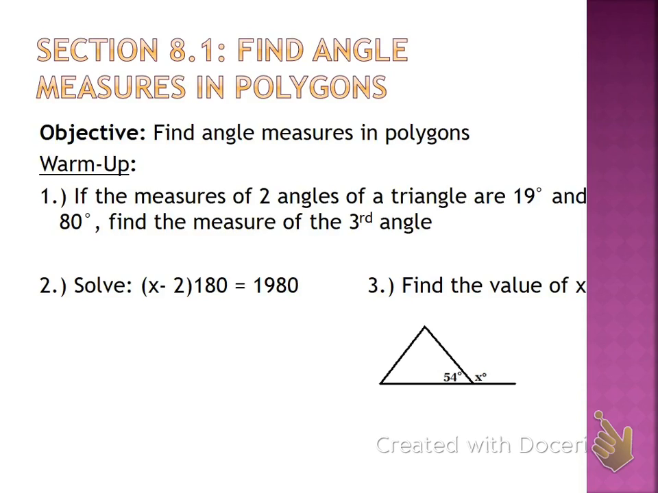You can subtract 19 and 80 from 180. Okay, on the first warm-up, if we know two angles in a triangle, we could subtract the two angles we know from 180, because we know all the angles inside of a triangle add up to 180. So minus 80 minus 19, or you could add those together first, then subtract from 180. Either way, what do we get? 81 degrees.